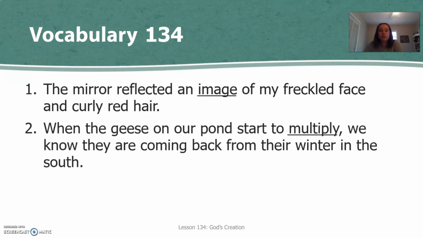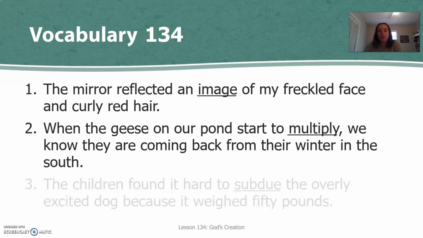When the geese on our pond started to multiply, we knew they were coming back from their winter in the south. Multiply means to increase, get more.